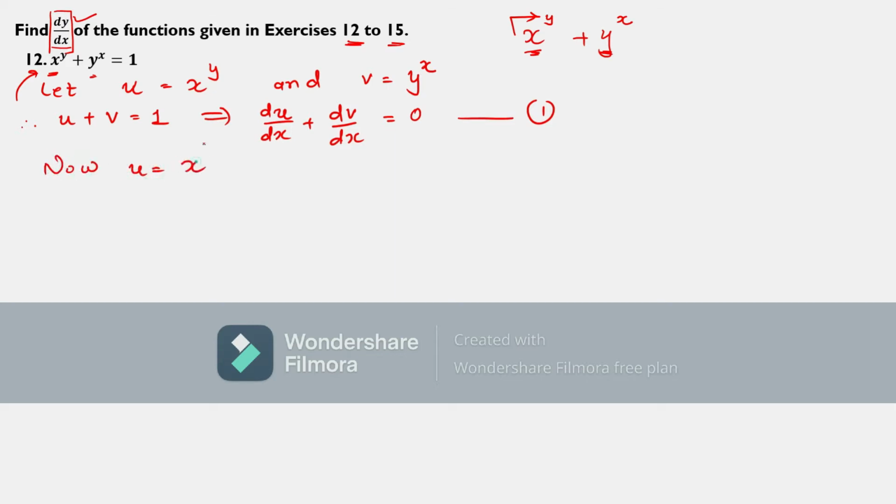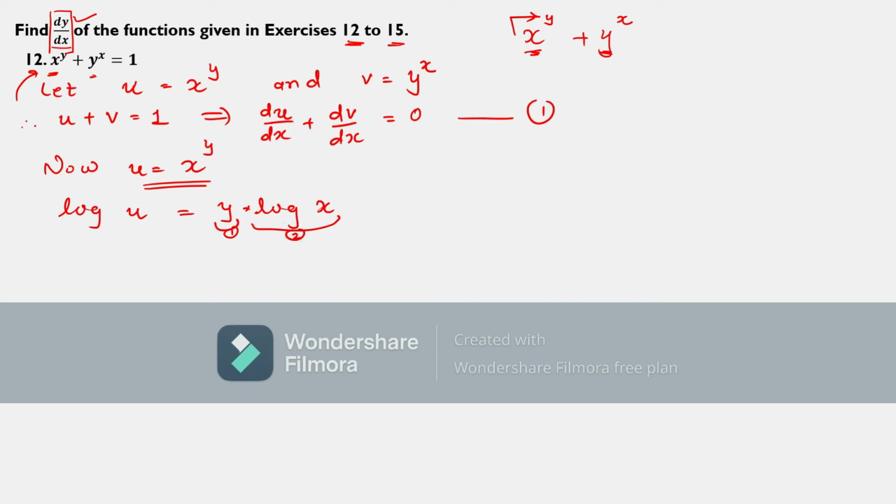So u is equal to x to the power y. I can see that a variable is in the power. If I need to find the differentiation of this function, I need to take logarithm, as we have done in the previous questions. So taking log on both sides, log u is equal to y log x. As we know, the power will always be multiplied with the log part. This is simplified already. Here it is the first function and here it is the second function. You can see the first and second function easily.